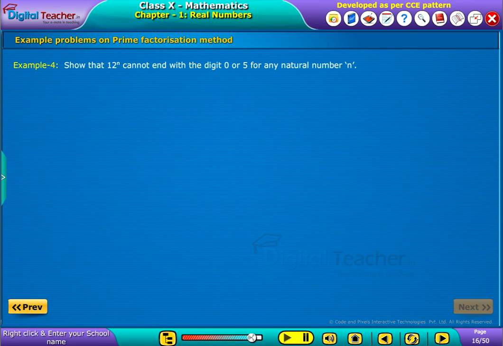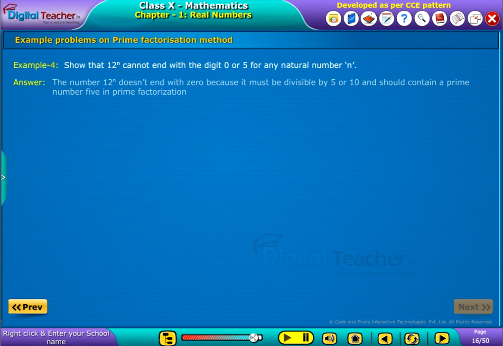Show that 12 power n cannot end with the digit 0 or 5 for any natural number n. The number 12 power n does not end with 0 because it must be divisible by 5 or 10 and should contain a prime number 5 in prime factorization.